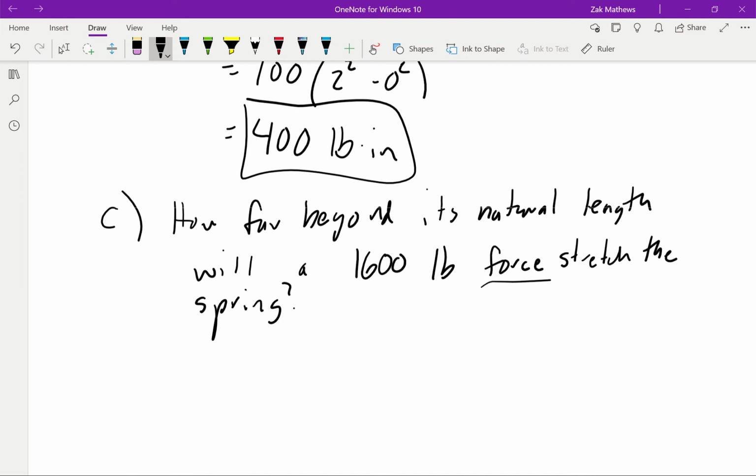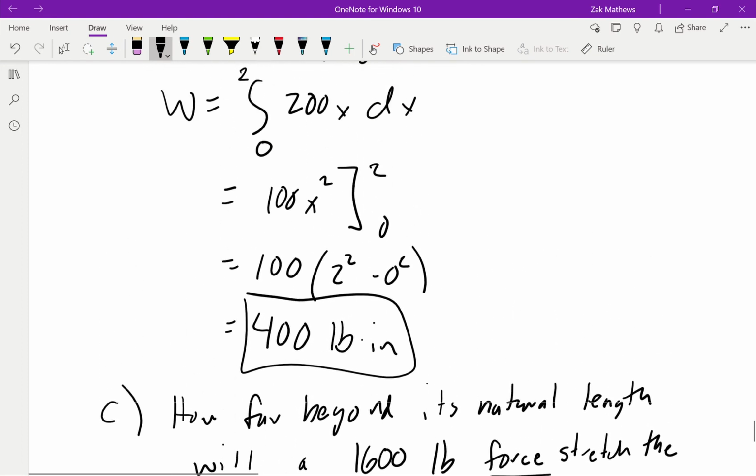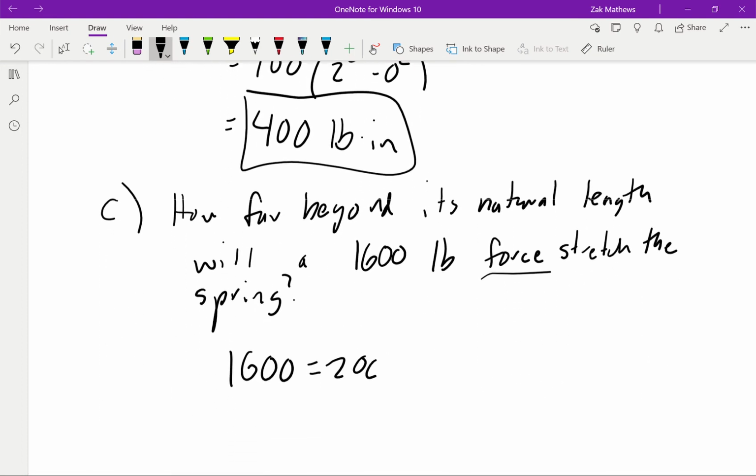So here, this is the 1,600-pound force. We've already found our k to be 200. We want to know how far that will stretch the spring. We are looking for the x in this equation. And so when we divide by 200, we get x to be 8. And our units were inches, 8 inches. And that's all there is to it.